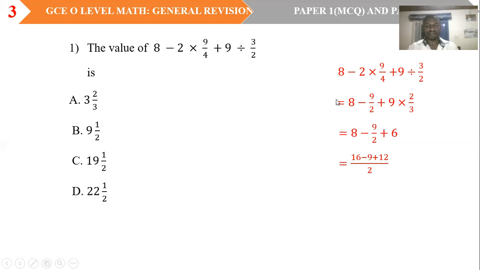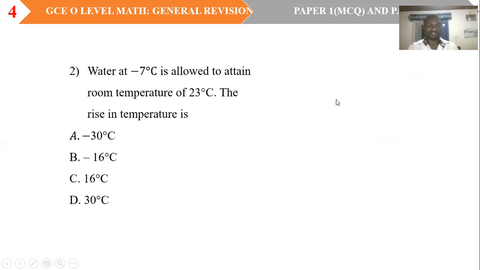The LCM, since the only denominator is 2. Question 2: if minus 7 degrees Celsius is allowed to attain room temperature of 23 degrees Celsius, the rise in temperature is, we know that temperature difference is final temperature minus initial temperature. The final temperature is 23 degrees Celsius minus initial temperature, which is -7, giving 30 degrees Celsius.